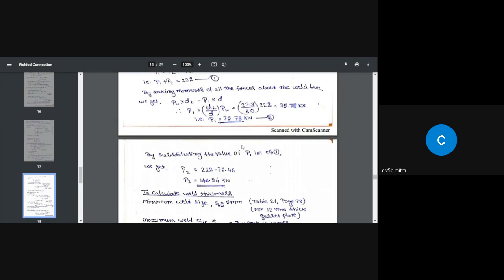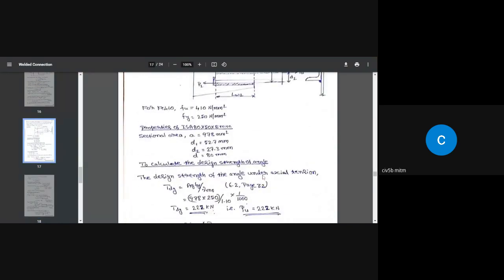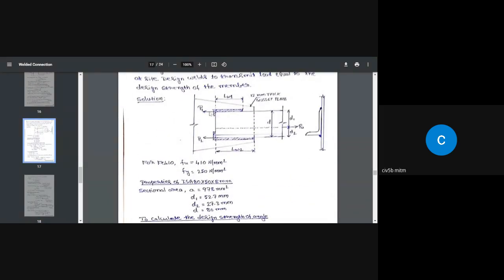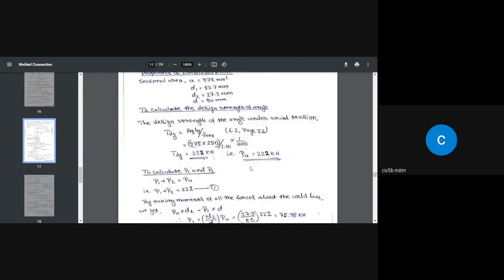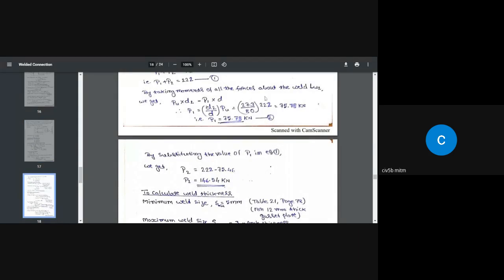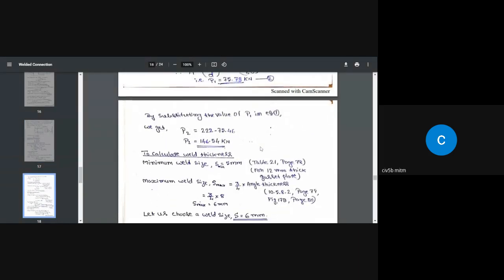So what it means is P1 is 75.78 and P2 is 146.54. So we are trying to transfer the load of 75.78 through this weld and the remaining 146 point something kilonewton through this weld. Obviously, we need a longer weld here and a shorter weld here. Okay, so these are the two forces, P1 and P2.